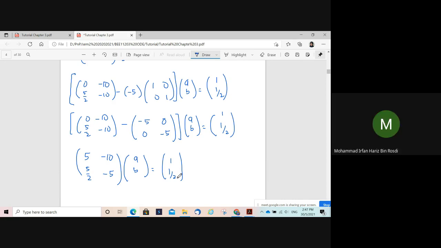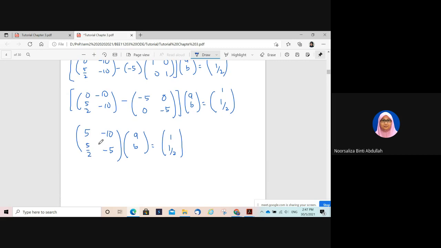So next, the method is the same as when we find x and y. This one you times with AB equals to 1. So now we have 5A minus 10B equals to 1, and the other one is 5 over 2A minus 5B equals to 1 over 2.